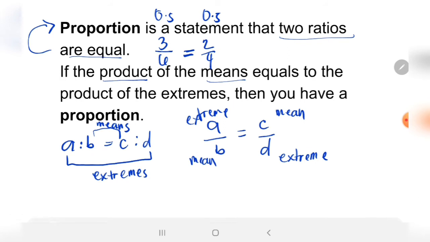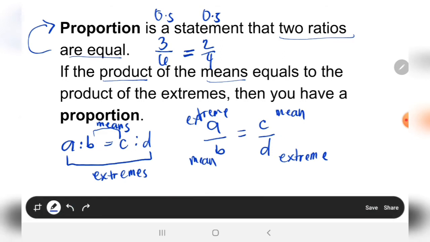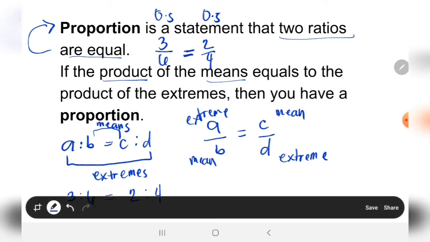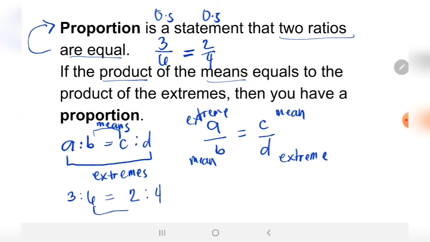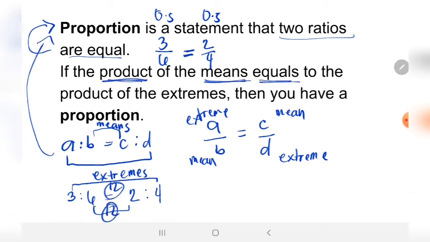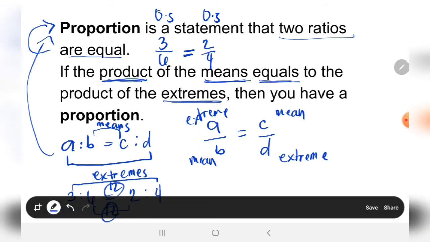Now, let's take an example. Let's do first the colon sign. Okay. 3 to 6 equals 2 to 4. Now, we got this. Remember that if the product of the means, meaning we are going to multiply 6 times 2, that is 12. And then 3 times 4, that is 12. They are the same. So that means that they are a proportion. Again, if the product of the means equals the product of the extremes, then you have a proportion.